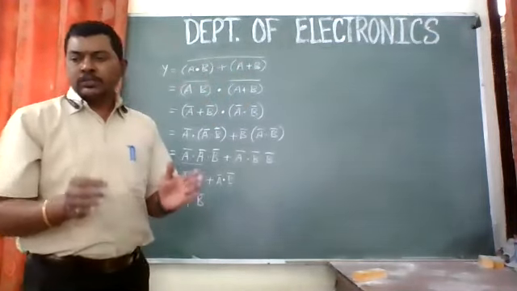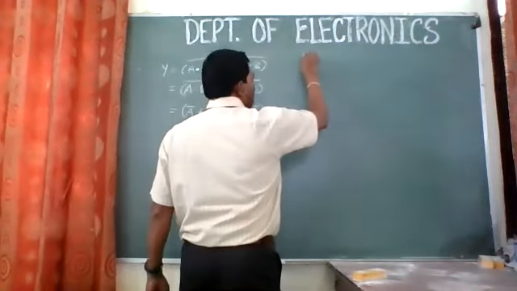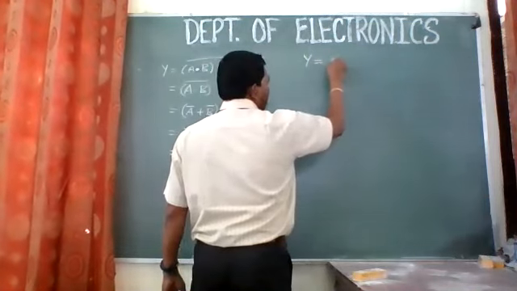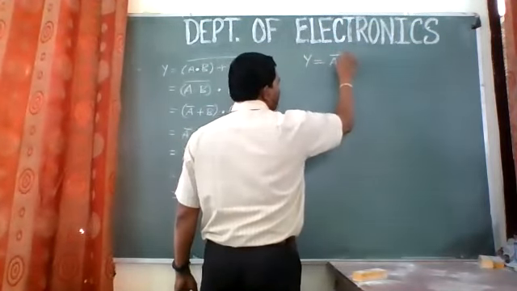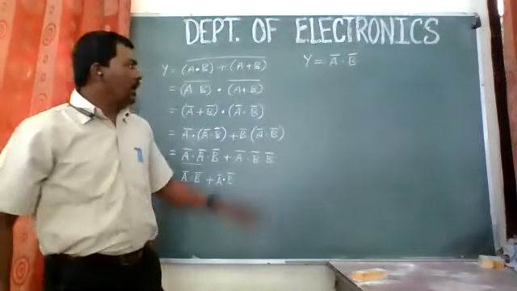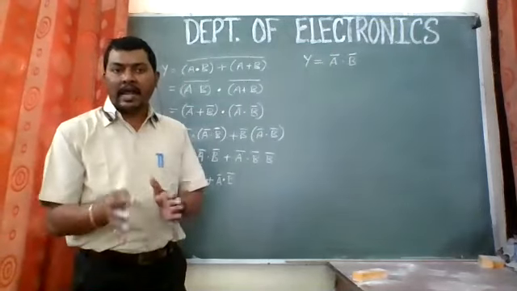Let's begin with that. So, bubbled AND gate, right? Like this: Y equal to, if I say bubbled AND gate, then it should be A complement dot B complement, right? So Y equals A complement dot B complement. This is the bubbled AND gate.